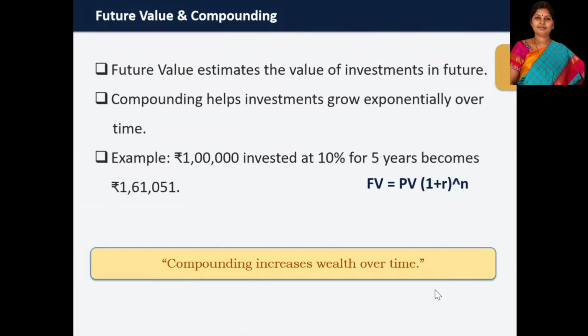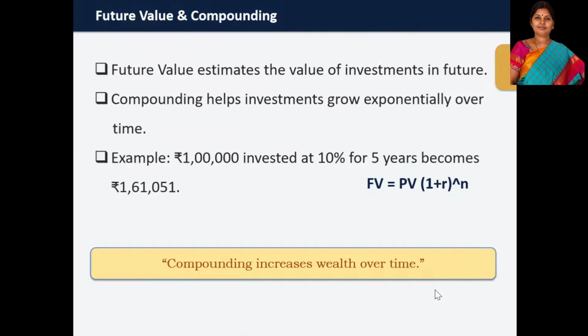Now coming to future value and compounding. So here, what is future value? Means this future value will estimate the value of investments in future. Say for example, if you have invested rupees 1 lakh today for 5 years, and the interest rate is 10%. So how much will it become?